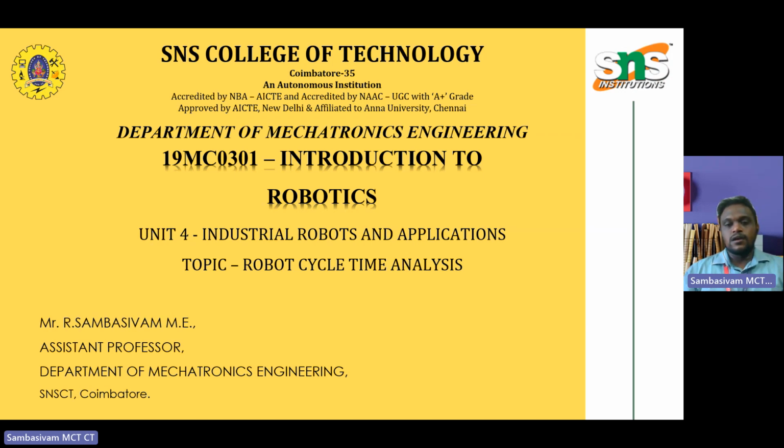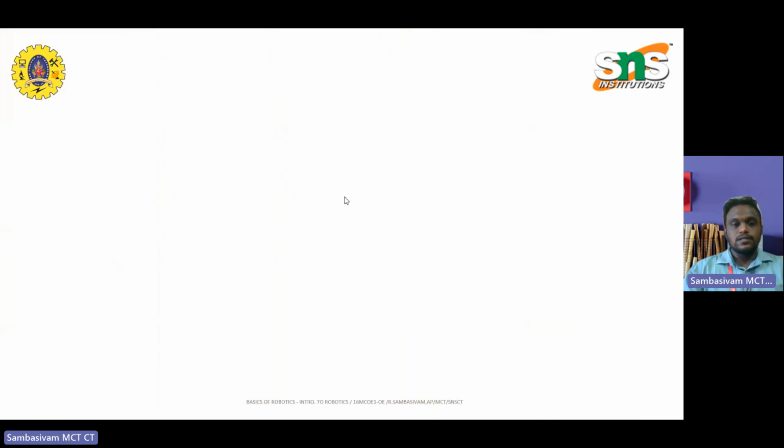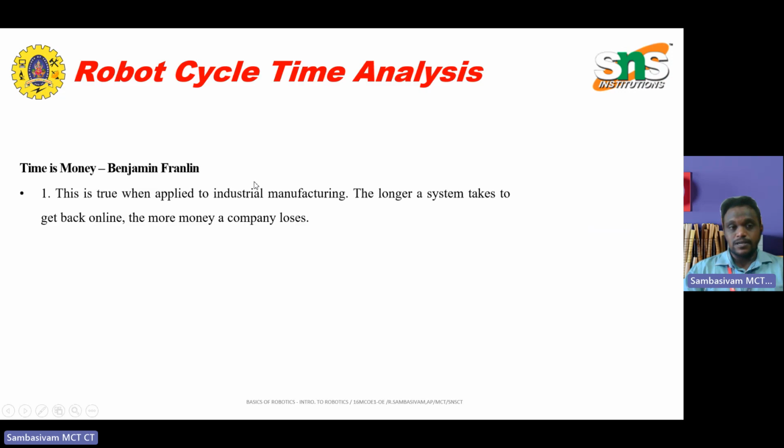In the previous videos, we discussed how the cell layout is done, what the important factors for the cell layouts are, and what design considerations are taken for designing the layouts. These layouts have an impact on the robot cycle time analysis. What is meant by robot cycle time analysis is the important thing. As I said, robot cycle time is the time for the robot to perform a certain task.